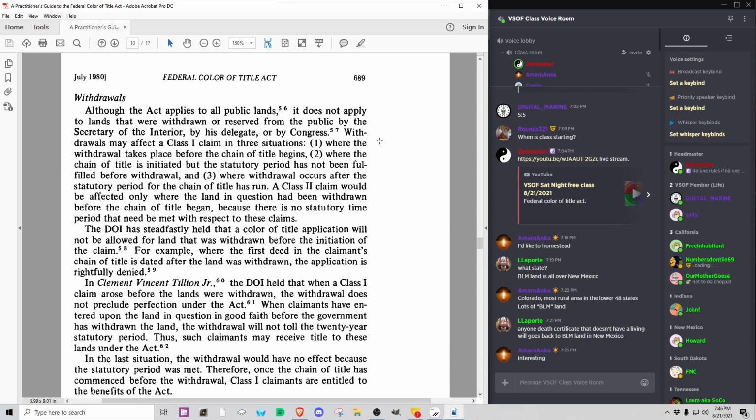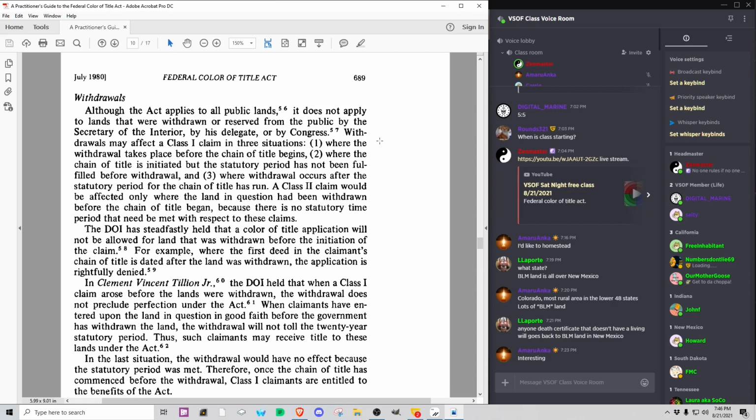A Class 2 claim would be affected only where the land in question has been withdrawn before the chain of title began, because there is no statutory time period that need be met with respect to these claims. Exactly. If you can claim something back before any of the idiocy, meaning claiming the original land patent, then you bypass all this, which is basically what they just said in a nutshell.